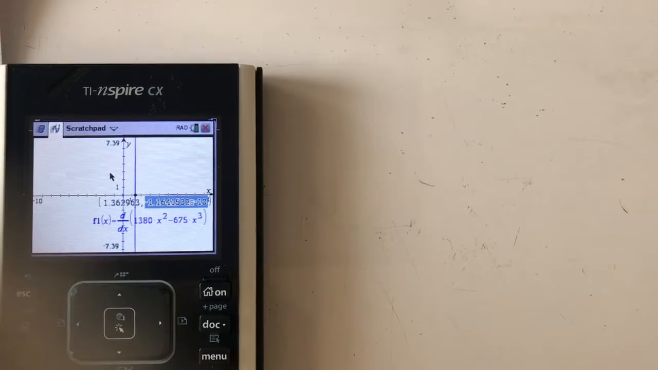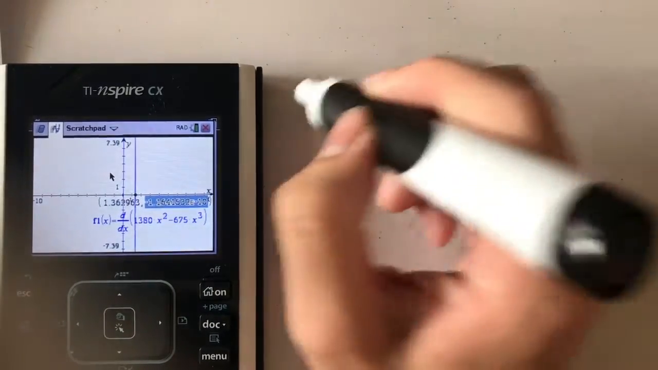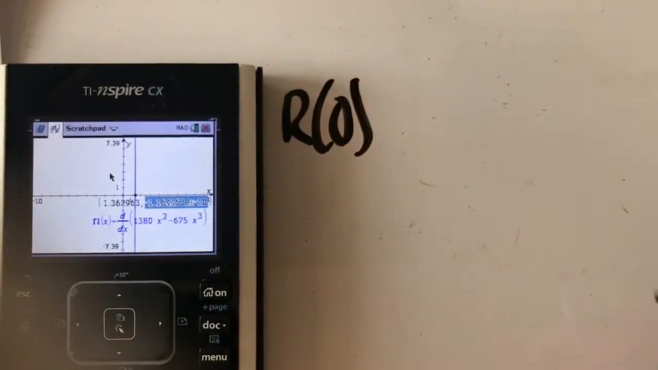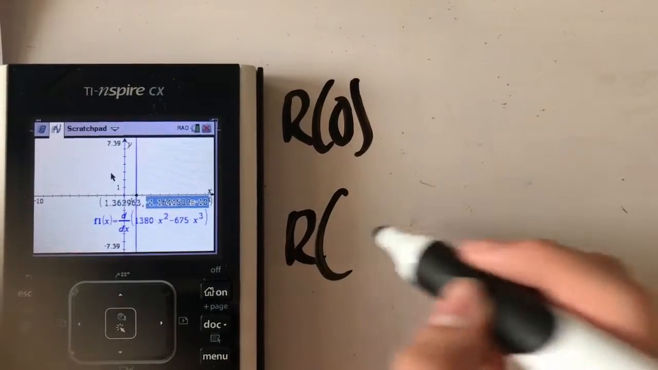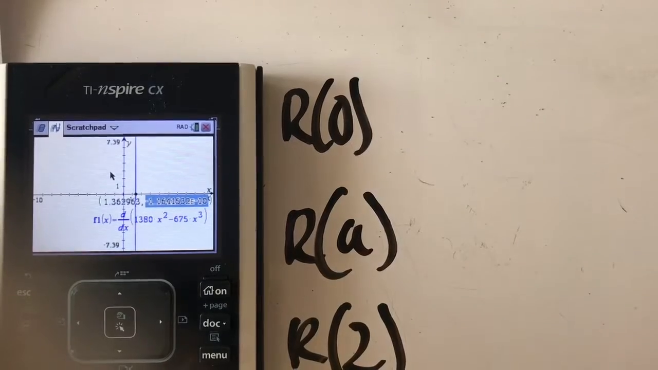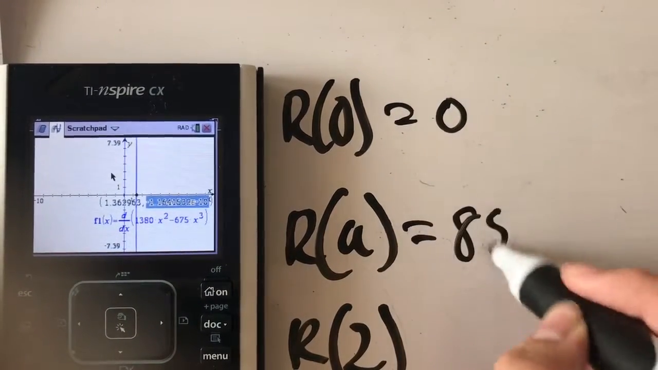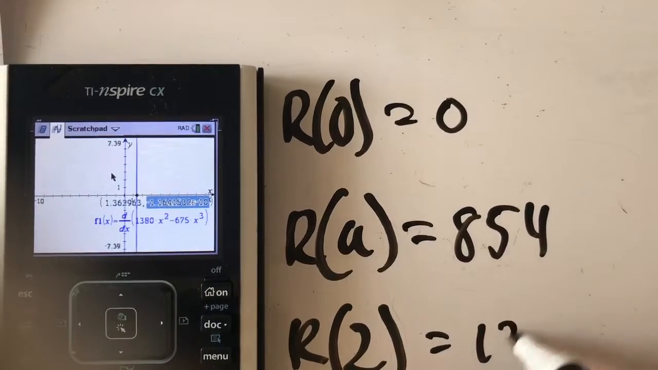So when doing a problem like this, it's important to remember to test the endpoints as well, because they're also places where a minimum or maximum can occur. So what we want to do with these numbers is put them back into the function, in this case r. So we want to find out what r of 0 is, r of whatever the critical number we just found was, we'll just call that a, and r of 2. If we put that in our calculator, we get that r of 0 is 0, r of a is 854, and r of 2 is 120.